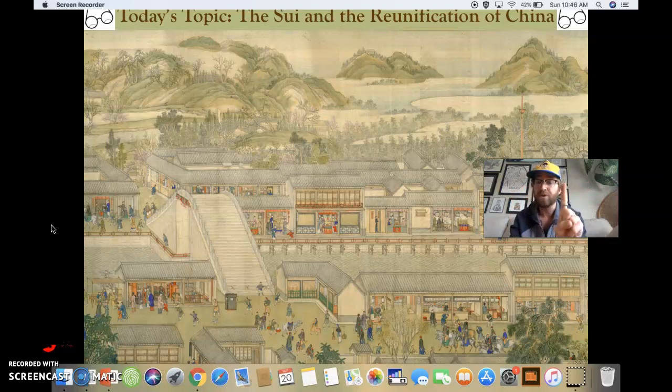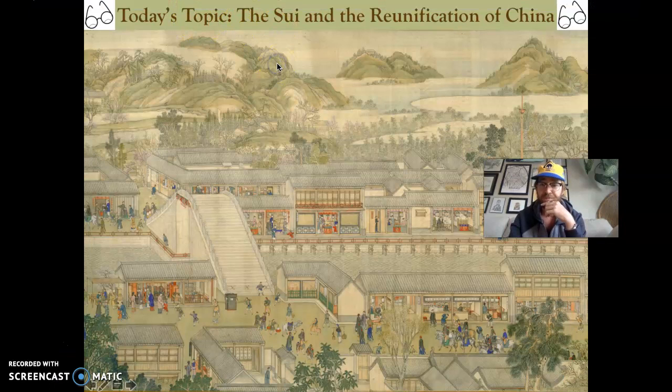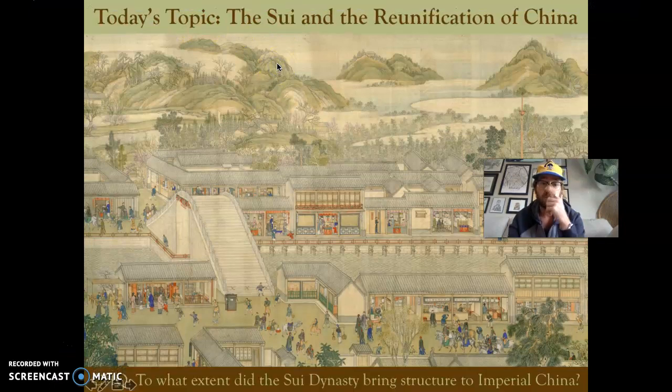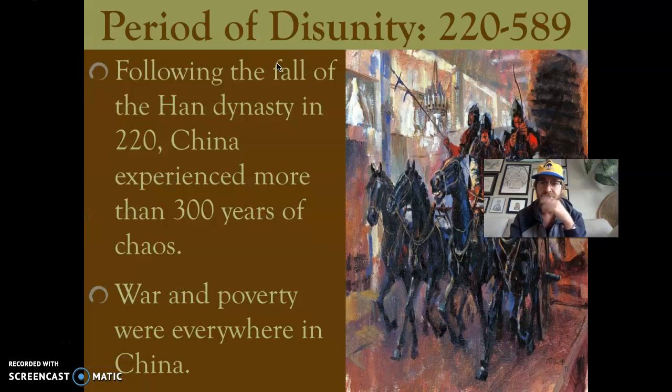So today we're going to be focusing in on our very first dynasty, this dynasty called the Sui. I know that looks like Sui, it's pronounced Sui Dynasty. And specifically, how did they reunify or bring China back together? So today, our CHQ is, to what extent did the Sui Dynasty bring structure, also known as strength, to Imperial China? So let me give you a little bit of a background here.